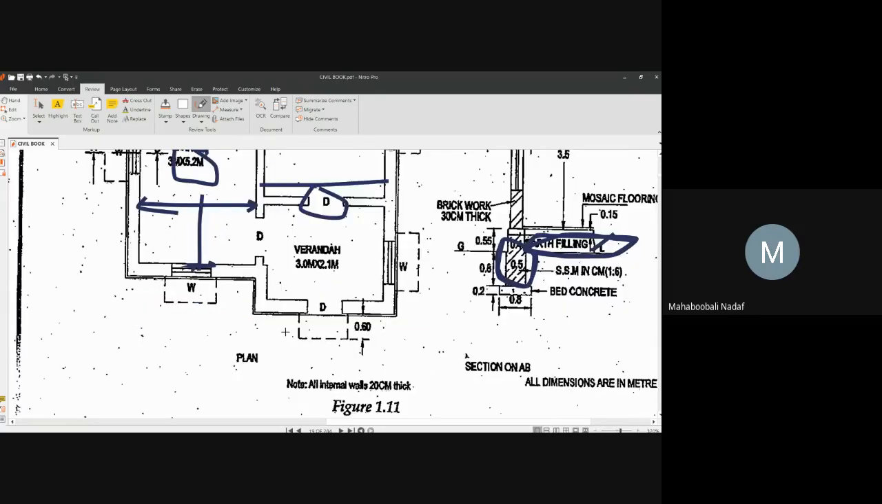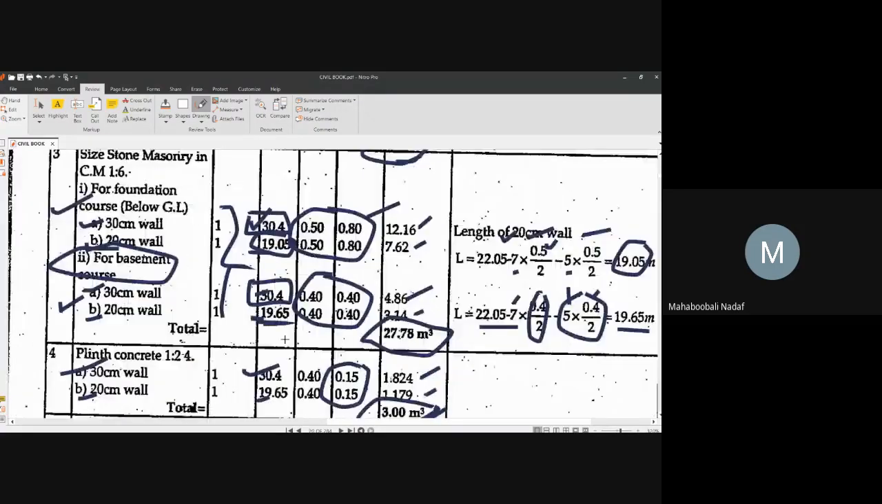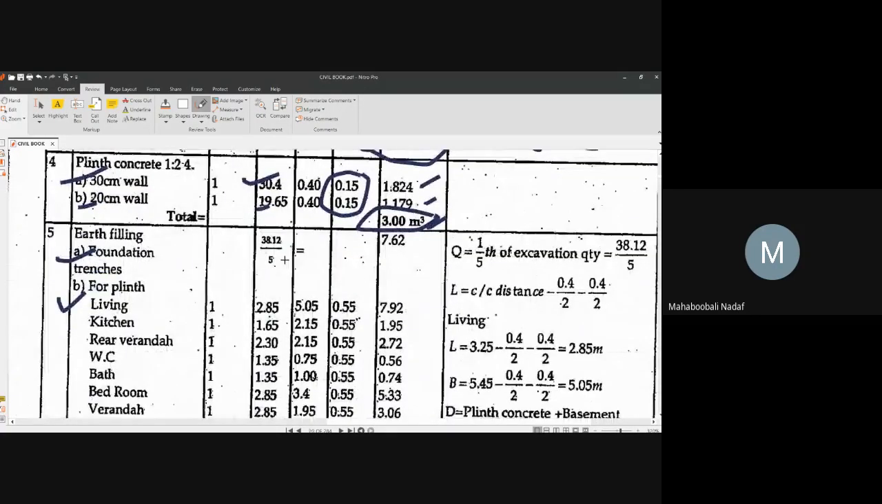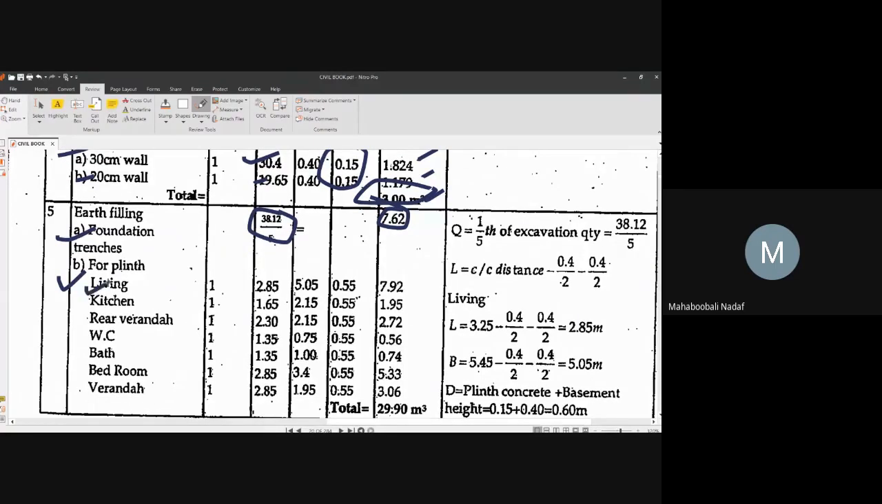Now, how have they calculated? Let us see. The first part, I think there is no doubt, because the total earthwork quantity divided by 5, that is 1/5, directly gives 7.62 as the trench fill. Now come to the living room. How to get this 2.85 and 5.05 and whatever is there? This 0.55 is the same. Where is that 0.55? Total filling from the ground level.